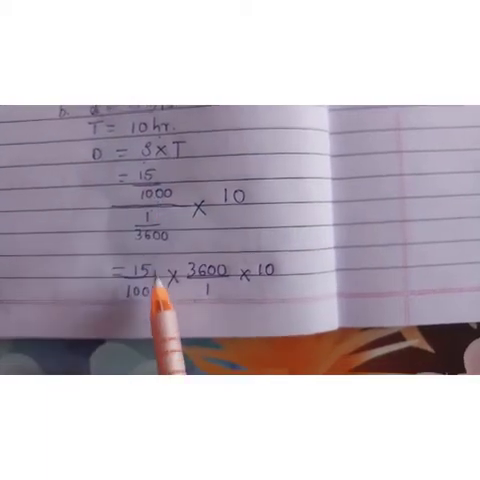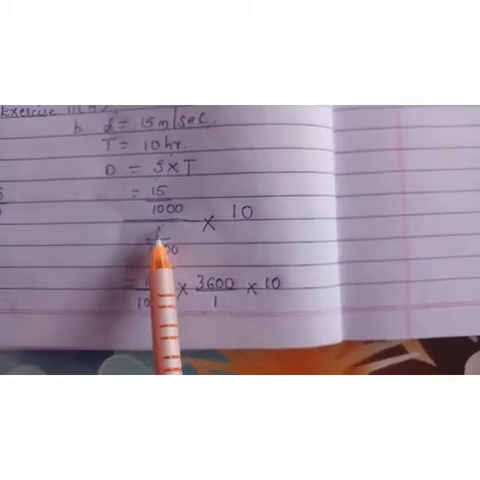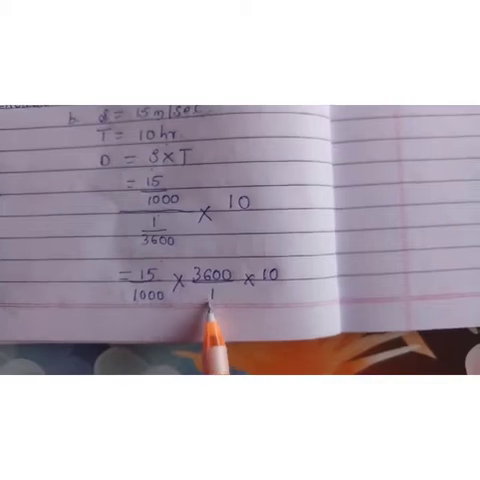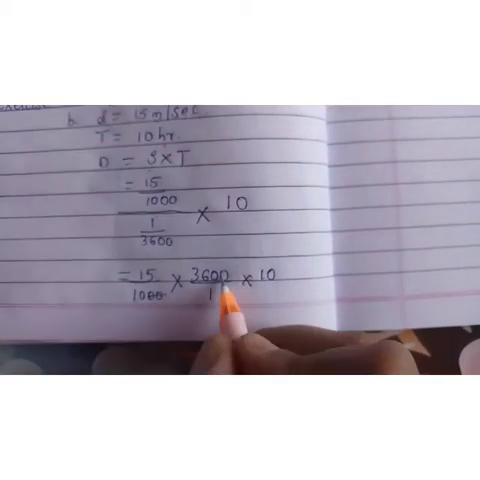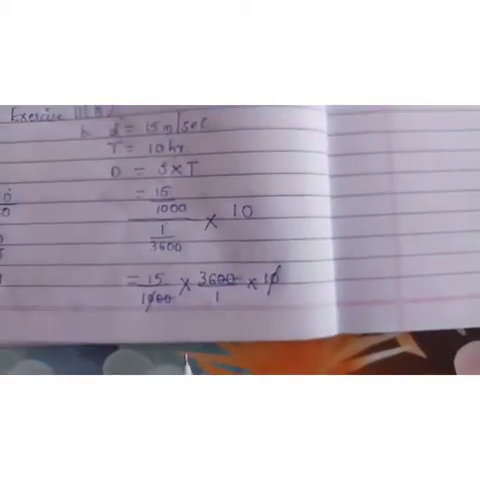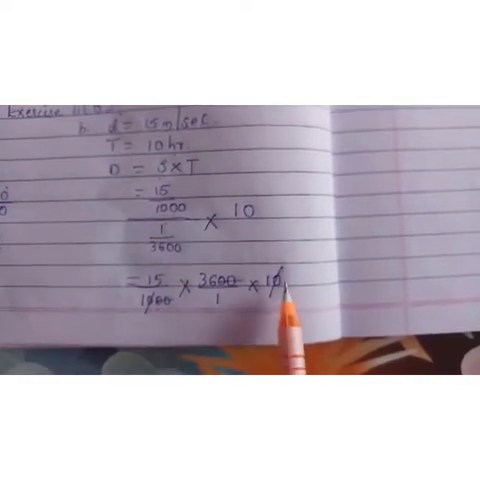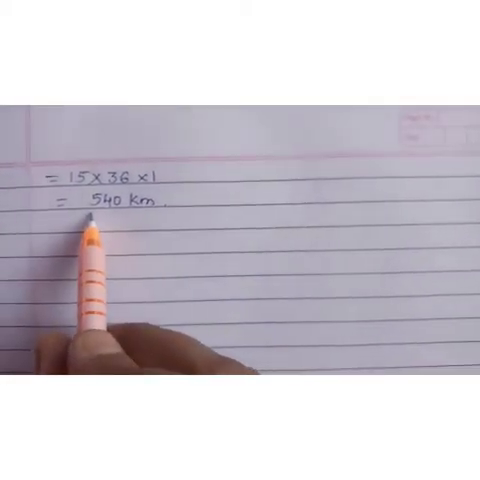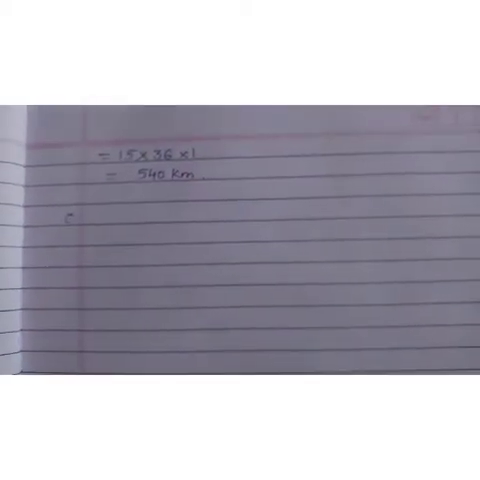Next, keep this 15 upon 1000 as it is. This division becomes multiplication and 1 upon 3600 becomes its reciprocal, that is 3600 upon 1, and this into 10 as it is. Now 2 zeros get cancelled. 1 zero gets cancelled. What is remaining now? 15 into 36 into 1. So children, when you multiply 15 into 36, you get the answer 540 kilometers. Now let us move to question number C.